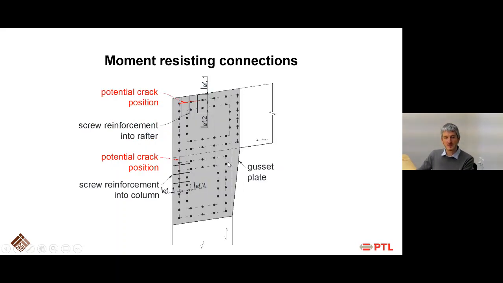Similarly, if you have this type of connection where you have a rafter and a column connected with a gusset plate, that can be timber or can be steel, in this case, you have to do the same. It's just a bit more split up in terms of the rafter is reinforced up here and the column is reinforced down there.